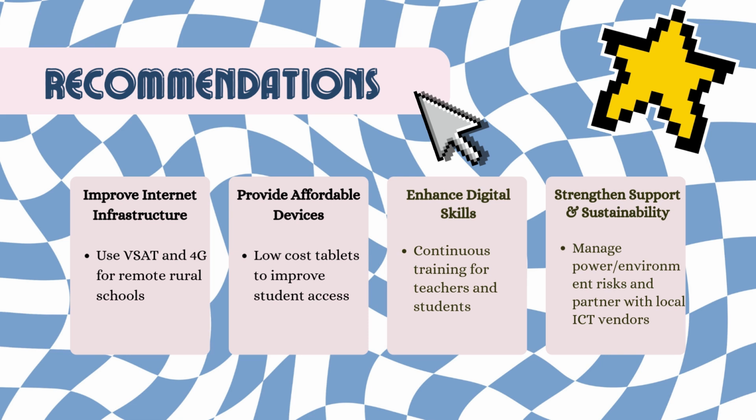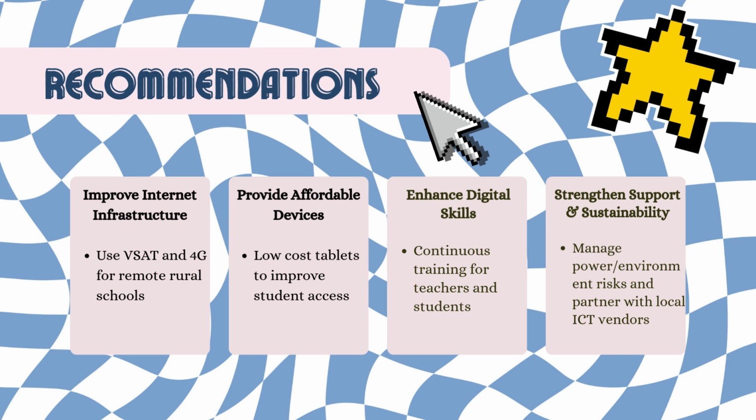This slide shows ways to improve digital readiness in rural schools. First, internet access should be improved using VSAT and 4G, especially in remote areas. This helps provide stable internet.